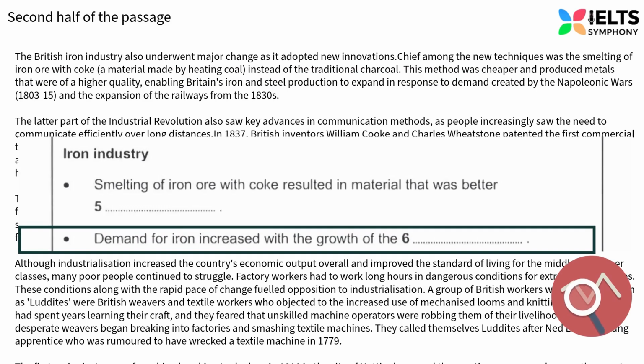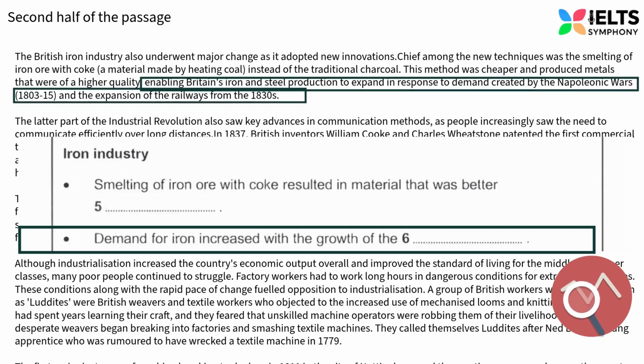All right, let's continue in the same section with the next question. We don't need to go far, because the answer is right at the end of the same sentence we just read. The passage says, "The demand for iron increased due to the Napoleonic Wars and the expansion of the railways." Now, let's break that down. The question mentions the growth of something. The passage says expansion, which is a perfect synonym for growth. So that's a good match.